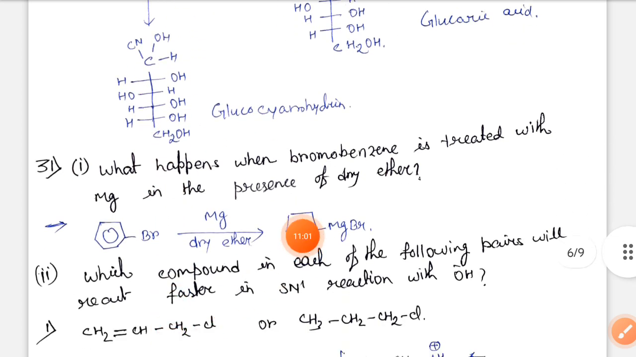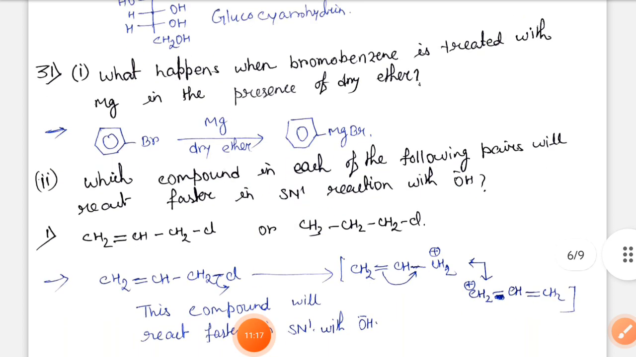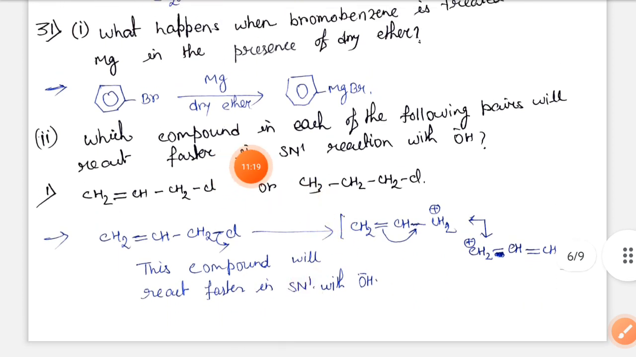Next, what happens when bromobenzene is treated with magnesium in the presence of dry ether? If we add magnesium in dry ether to bromobenzene, then the Grignard reagent, that is phenyl magnesium bromide, is produced. Next, which compound in each of the following pairs will react faster in SN1 reaction?